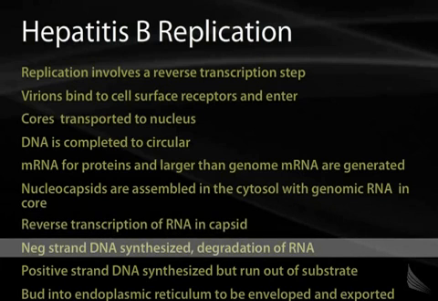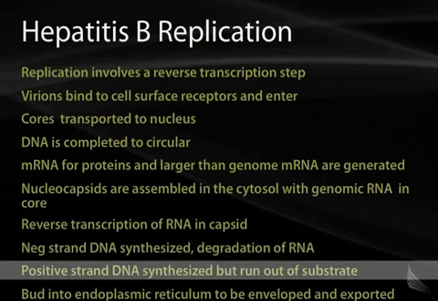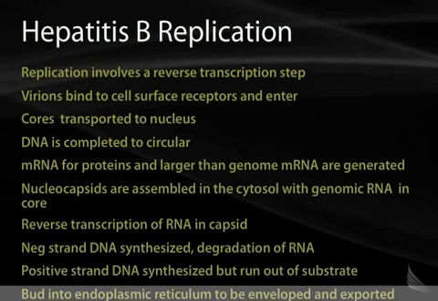The negative stranded DNA is synthesized, degrading the RNA. Then you have a positive stranded DNA synthesized, but you run out of substrate, so it's a partially double-stranded DNA. Then you bud into the endoplasmic reticulum to be enveloped and exported.